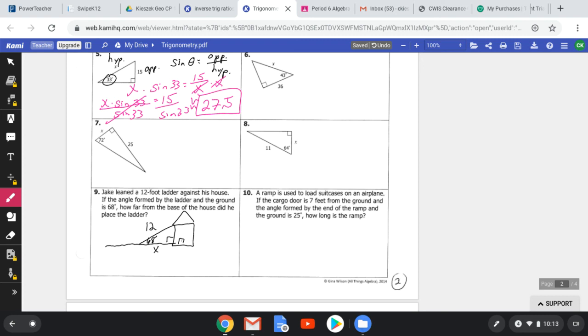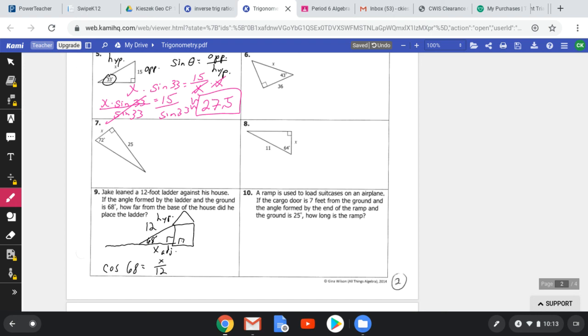So with that, it becomes like a problem like we did before. Label the sides that you have in relation to the angle. 12 is the hypotenuse. X is the adjacent side. What are we looking for? Well, which trig function deals with adjacent and hypotenuse? It would be cosine. And this time we're going to just go right into replacing our variables. So cosine of 68 equals x over 12.